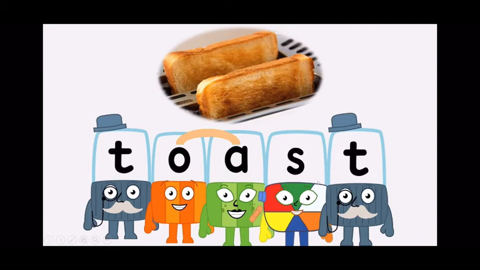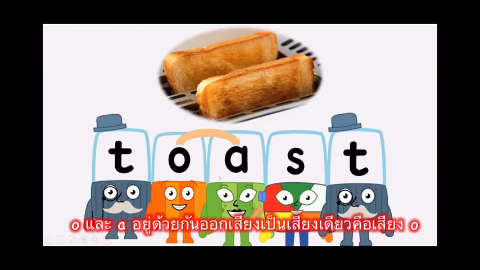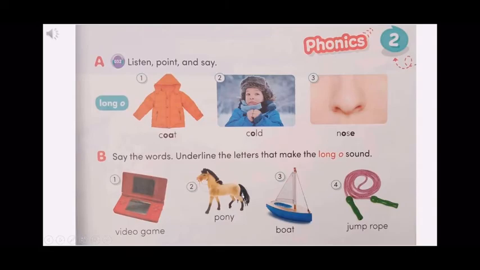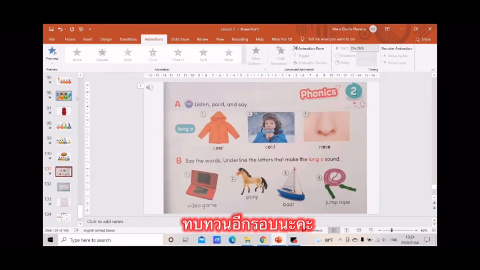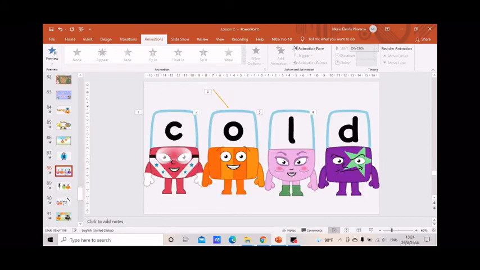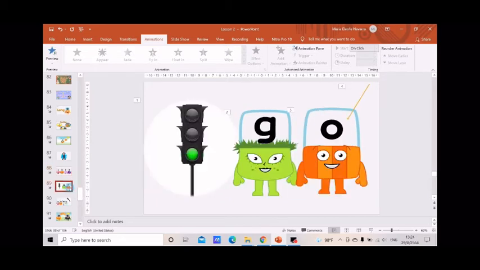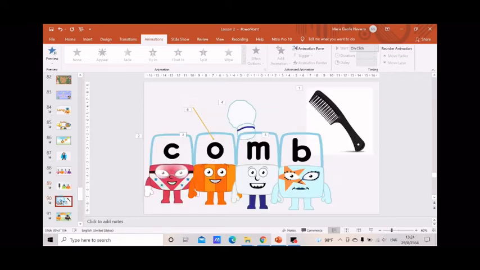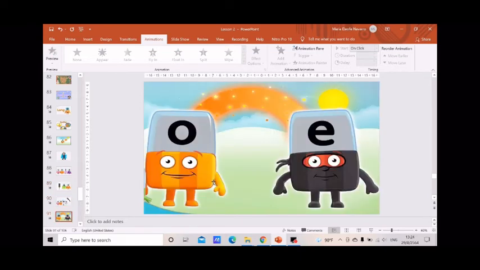T-O-S-T. Toast. Okay, so the O and A together sounds O. All right, let's review one more time. There are words with the letter O. If it's only one O in the word, the sound is O. So we have cold, we have go, and we have comb.